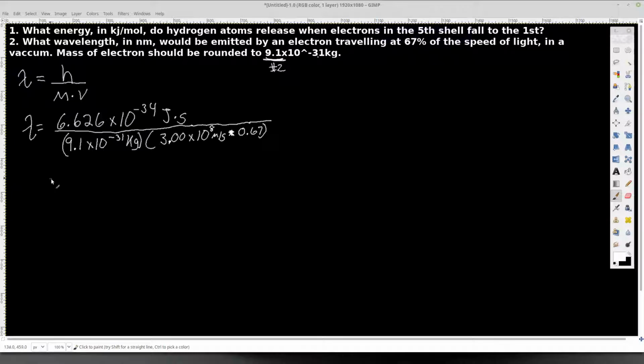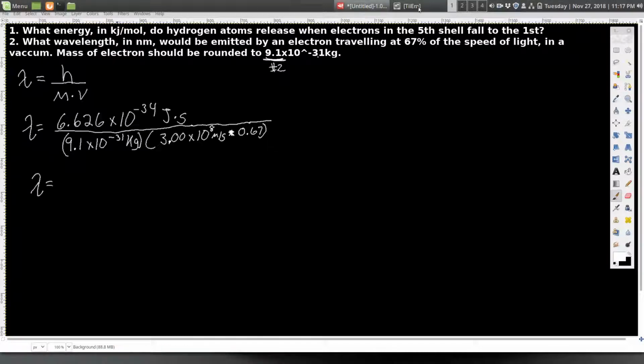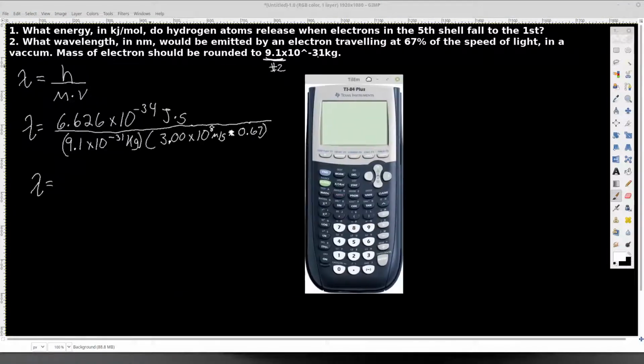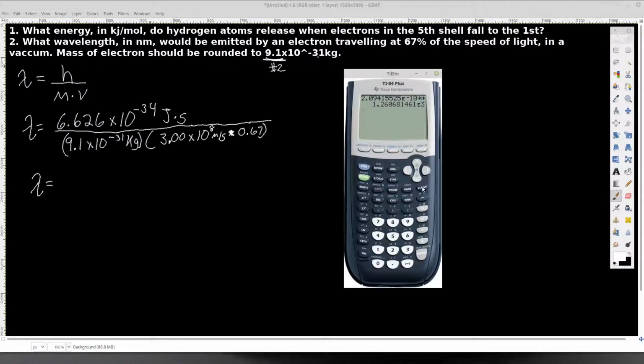Okay, so all I've got to do now is just punch this into the handy dandy calculator, and this will, beyond a shadow of a doubt, give me my wavelength. Alright, so let's go ahead and take care of that. So we'll pull up our calculator and we'll punch this in. Alright, so here we go. Clear this out. We've got 6.626 times 10 to the negative 34th. Okay, there's that. Divided by 9.1. That's all they gave us. 9.1 times 10 to the negative 31.